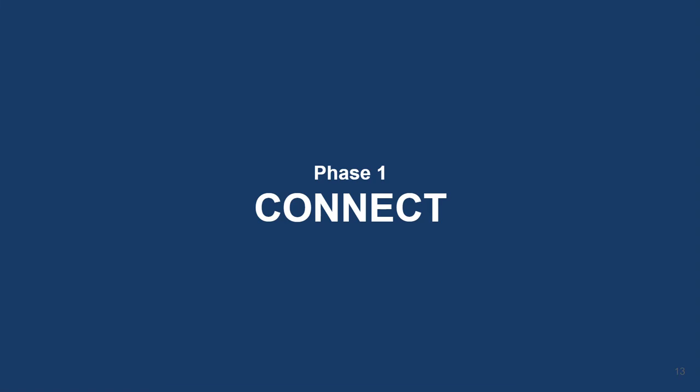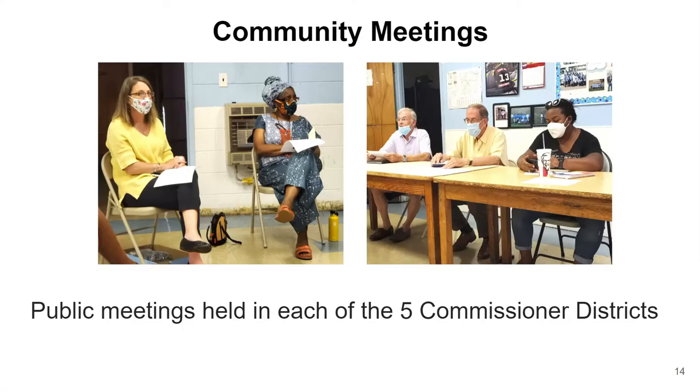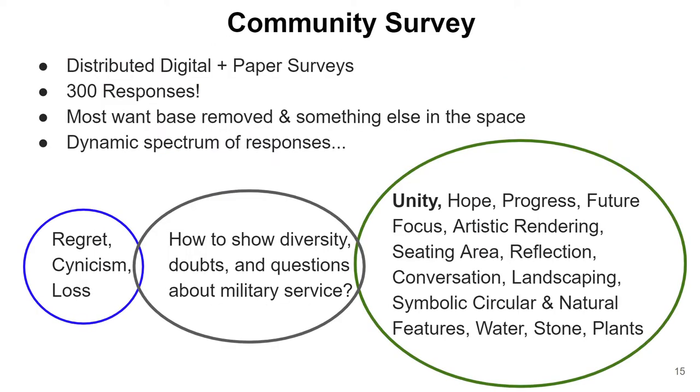So the first part of this process was to connect, and this was done by the committee. The connection was made with the community through public meetings held in each of the 5 commissioner districts. In addition, a wonderful survey was distributed that we built a lot of our designs from. And from that survey, what was expressed in the town was a split, a dichotomy, between regret and cynicism and loss of the monument, and also folks who felt hopeful and like this was a progressive step towards a more unified future for the town. What we were left with in the middle was trying to reconcile these two different factions and to find a way to bring these folks together to create space that accommodates everyone as best we can.